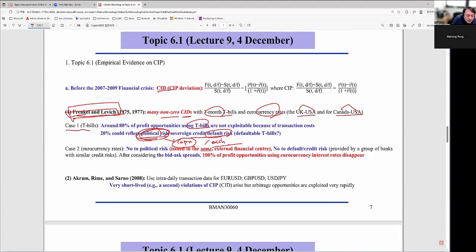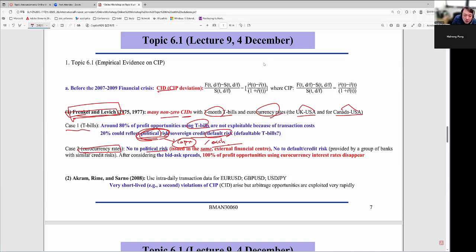Franklin and Rebick say that when you compute CIP violations, you need to use the euro currency rate. Euro currency means you can borrow and lend foreign currency in one place, in London. So there is no investment across different countries, so there is no difference in political risk. There is no difference in default and credit risk. Why? Because you can borrow and lend from a group of banks with similar credit risk.